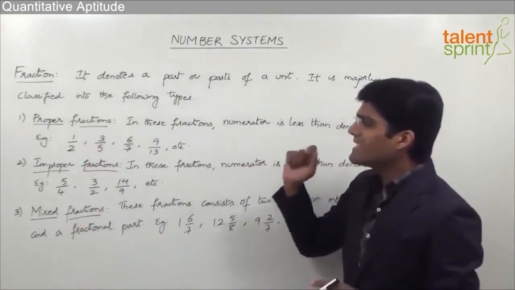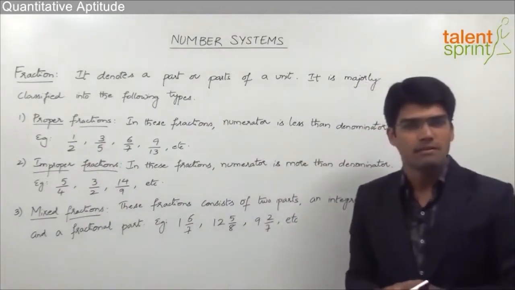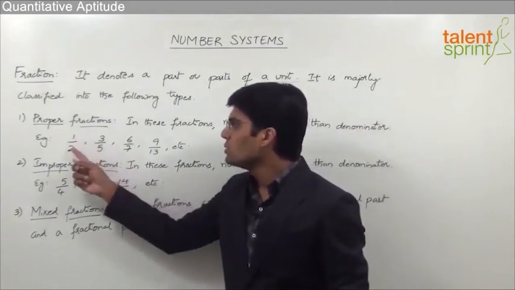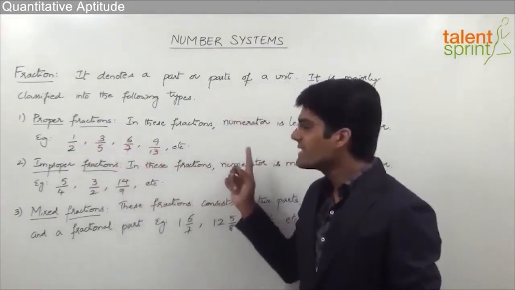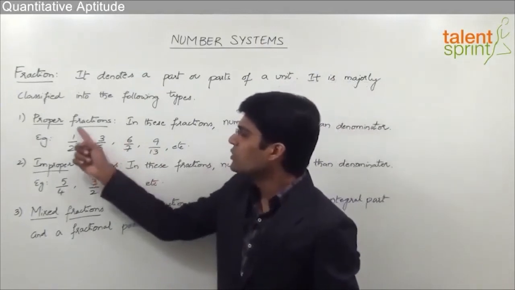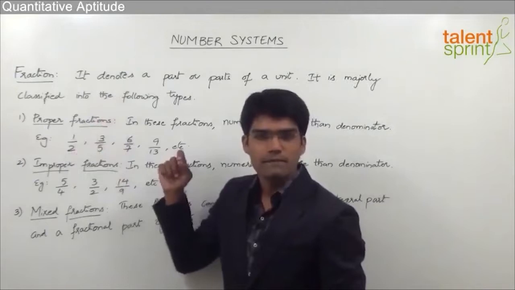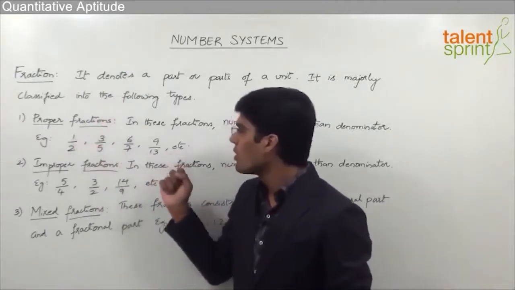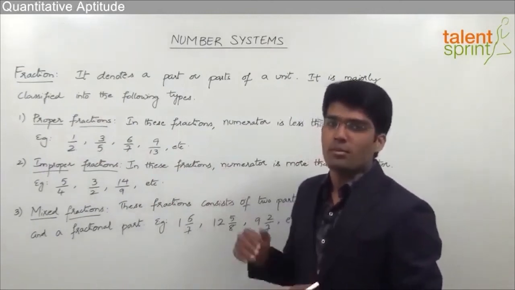Proper fractions. These are the fractions in which the numerator is less than the denominator. For example, 1 by 2, 3 by 5, 6 by 7, 9 by 13 and so on. So as you can see here, in each of these fractions, the numerator, that is a, is less than the denominator, that is b. For example, 1 is less than 2 or 9 is less than 13. So all these fractions are called proper fractions.